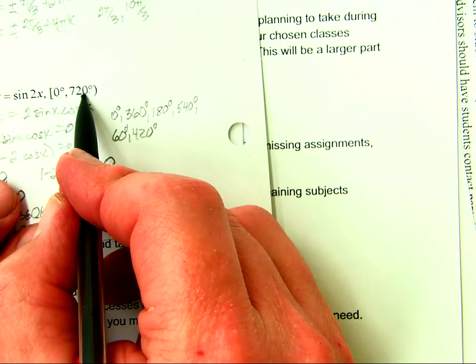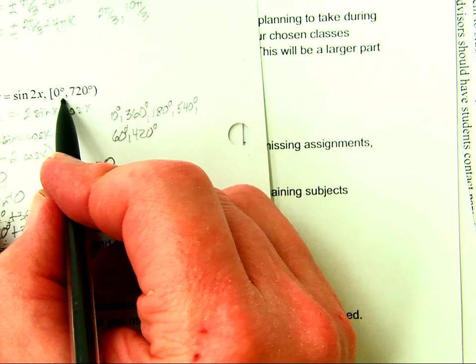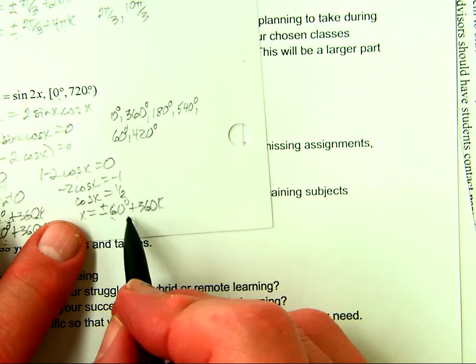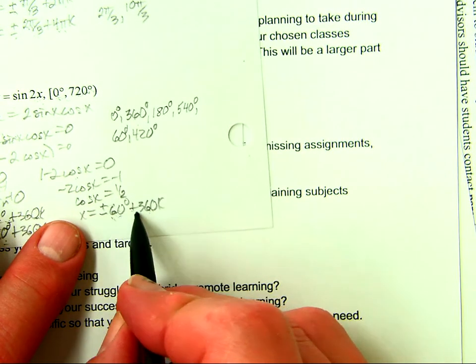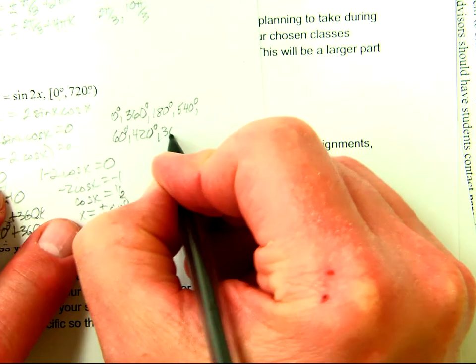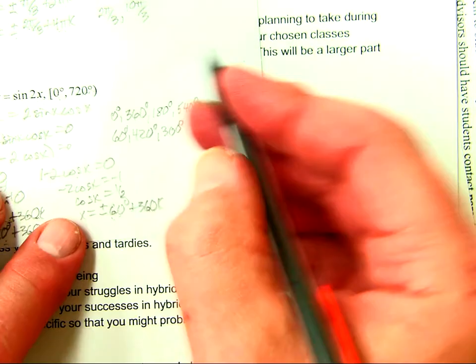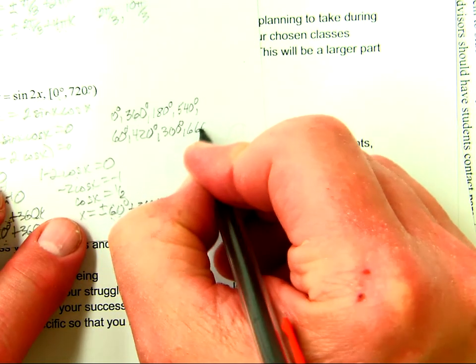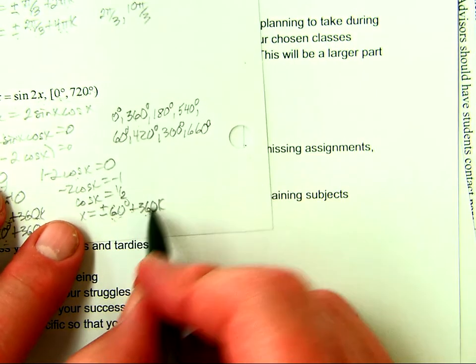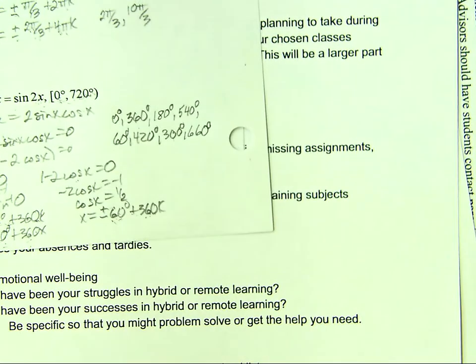780. Oh, too big. Let's go to negative 60. Does that fit? No. No negative numbers. How about if we add 360? Negative 60 plus 360 is 300. Does that fit? Yep. How about if we add 360 again? 660. Does that fit? Yep. How about if we add 360 again? That'd be 1020, too big. So we have 8 answers for this.